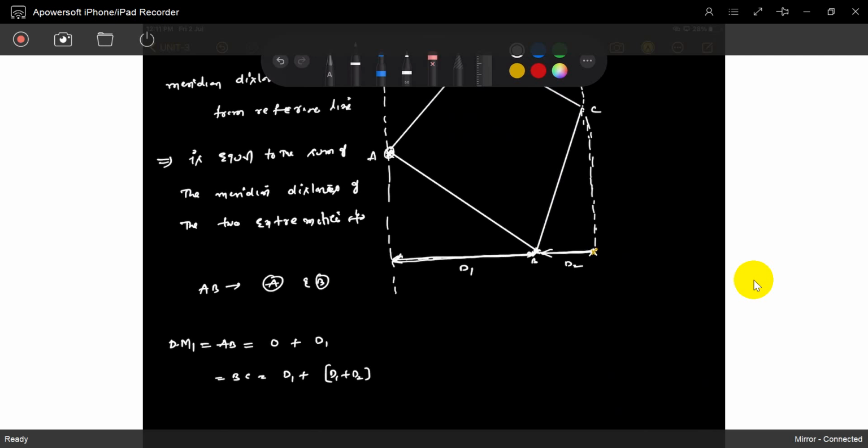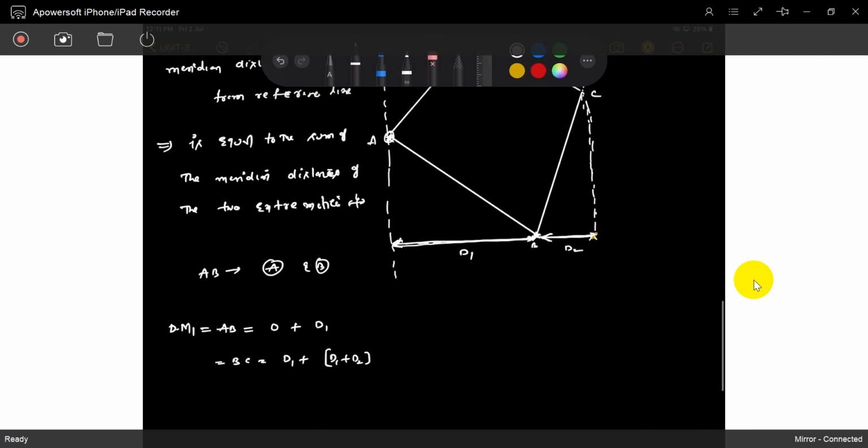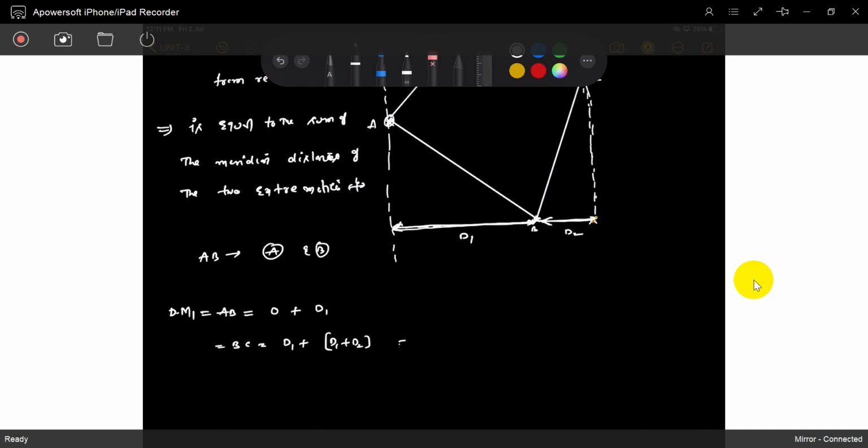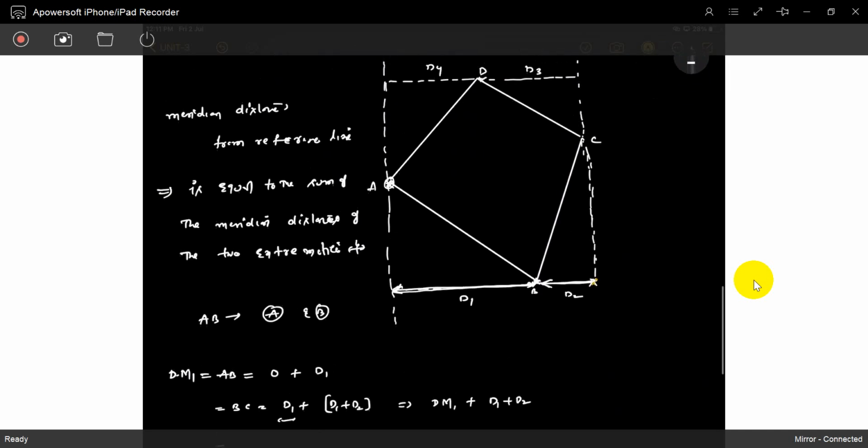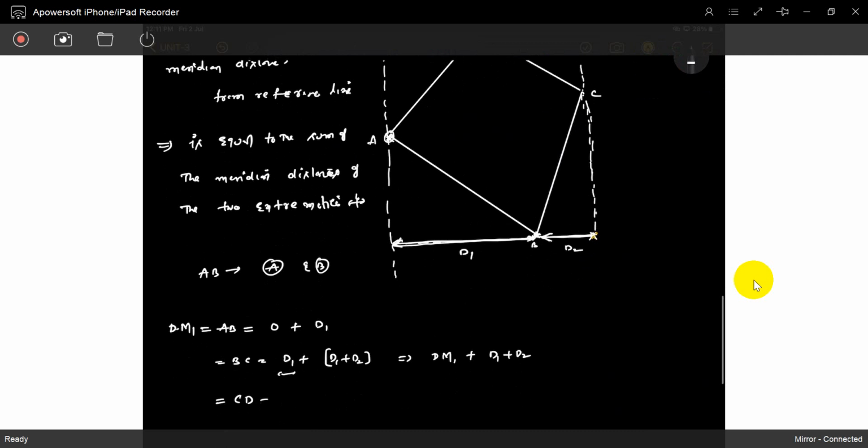D1 and D2. Okay? D1 and D2 are understood. That's it. So if it is C, you can call it as something. How can you write it? DM1 is already D1, plus D1 plus D2. For the same thing, observe it. CD, you can write it as CD.